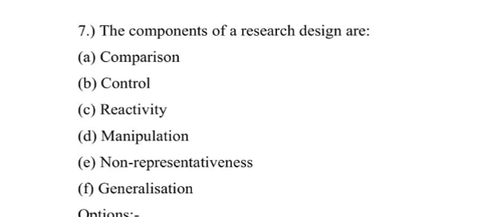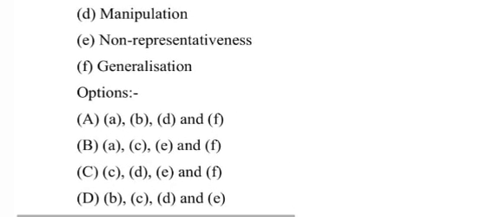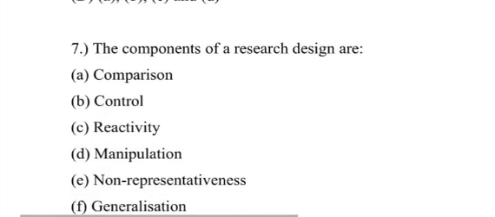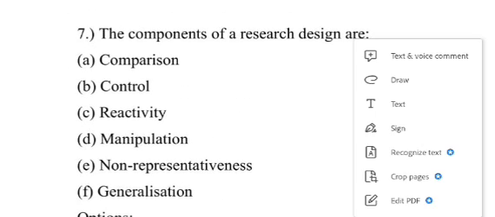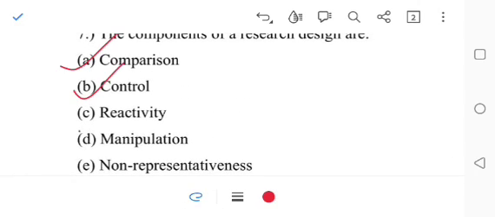Next, the components of a research design are what? Comparison, control, reactivity, manipulation, non-representativeness, generalization. So these are the options as you have seen. Correct option will be A, that is A, B, D, F. A, B, D, then at the last F.